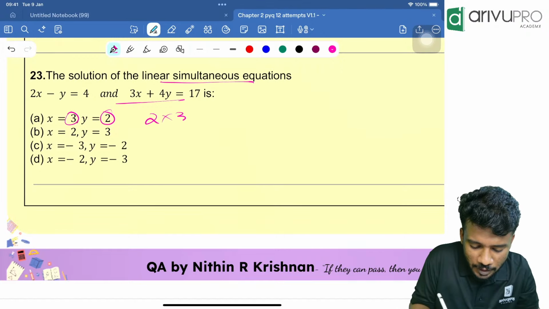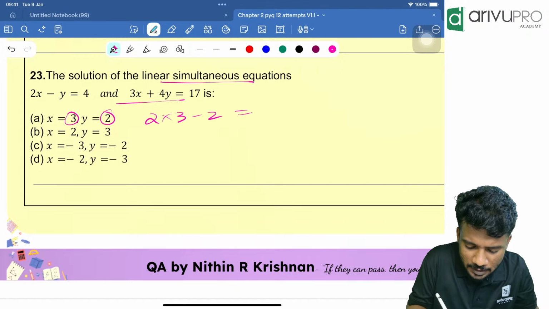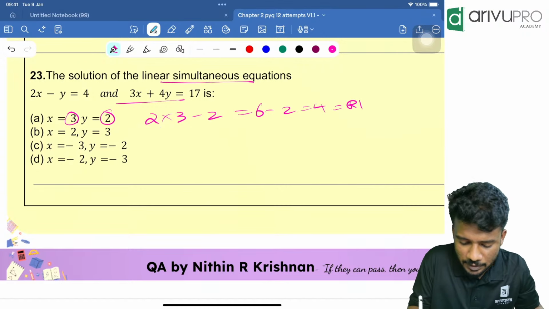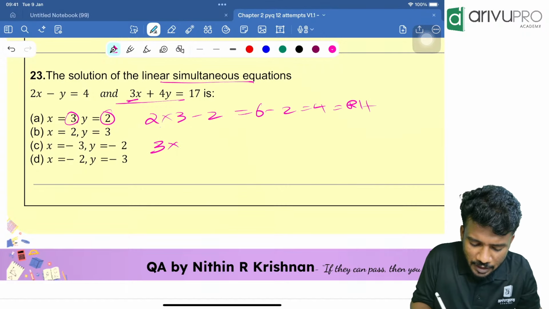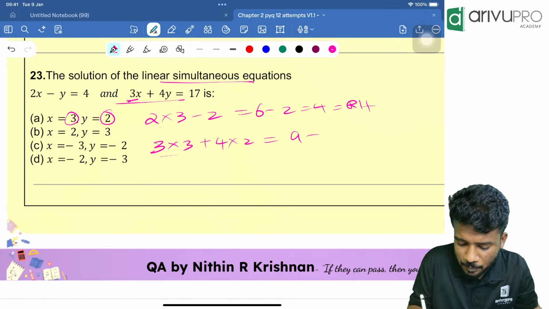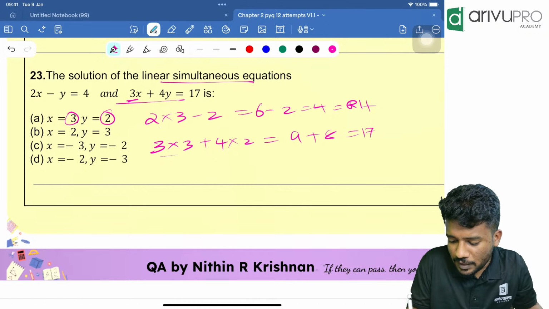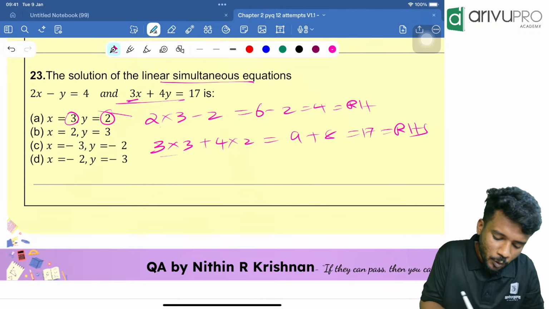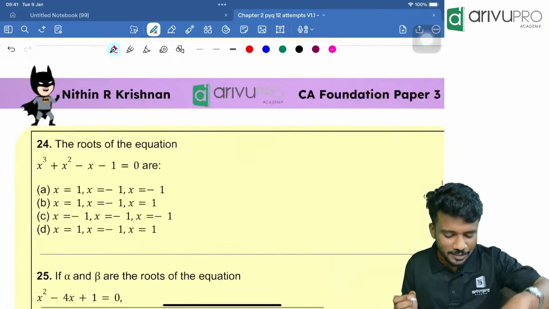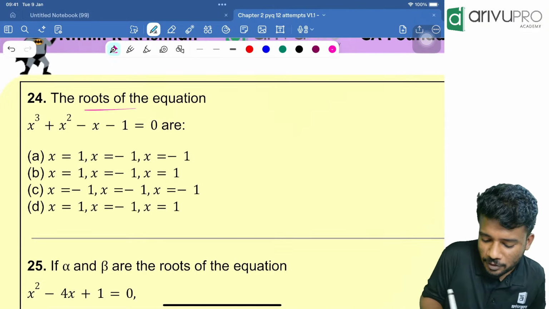So 2 into 3 minus 2 is how much now? 6 minus 2, which is equal to 4, which is equal to RHS. Now check this. 3 into 3 plus 4 into 2 is how much? 9 plus 8, which is equal to 17, which is equal to RHS. That means both the equations are satisfied by the first option. A is your answer.